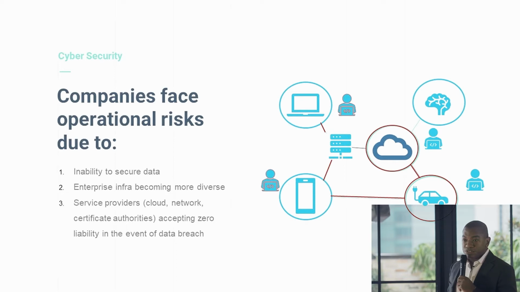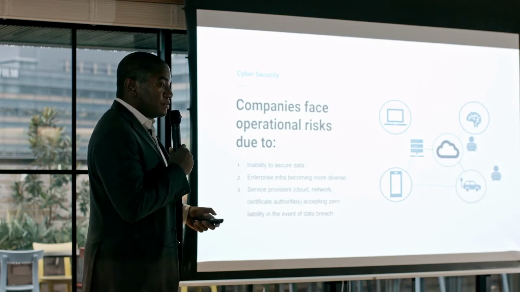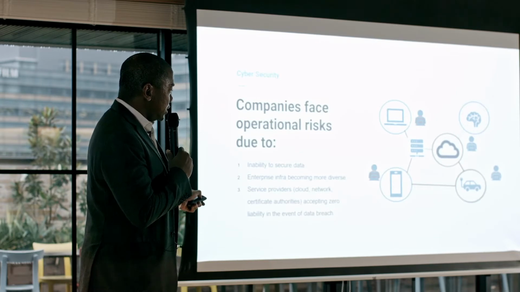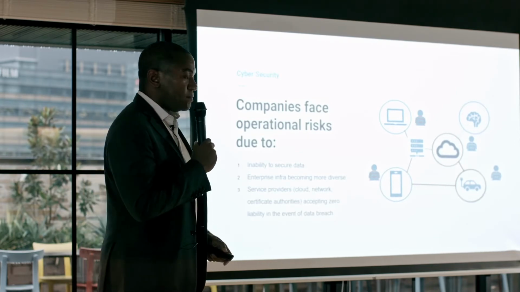Number one, it's an operational risk because companies cannot secure the data if they don't understand what device is actually transmitting the data. And as infrastructure becomes more diverse, we get a situation where you have a few parties in this cloud that you can't control. More importantly, the service providers that, let's say, a bank uses. Let's say a bank uses Amazon Cloud. You use a cloud provider, you use a network provider, you use certificate authorities. However, to banking infrastructure, those services accept basically zero liability to the client in the event cybersecurity is broken.